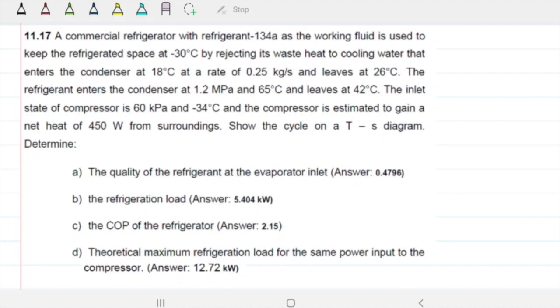The inlet state of the compressor is 60 kilopascals and minus 34 Celsius. And the compressor is estimated to gain a net heat of 450 from the surroundings. So we are to show the cycle on the T-S diagram and determine the quality of refrigerant at the evaporator inlet, the refrigeration load, the coefficient of performance of the refrigerator, and the theoretical maximum refrigeration load for the same power input to the compressor.